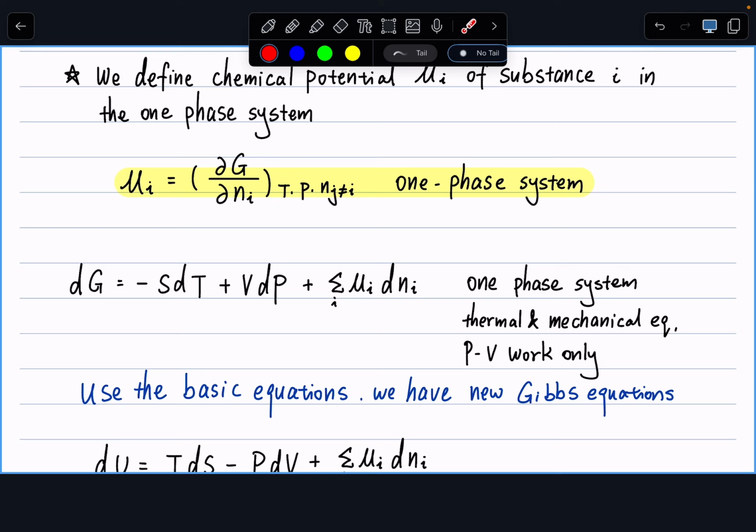That's the negative SdT plus VdP plus the sum of my chemical potential times dNi, plus TdS plus SdT. Right, so my SdT cancels out. My dH equals TdS plus VdP plus the chemical potential term. All right, so you can do the same for the rest of the Gibbs equations. So now, talking about material equilibrium, we have this chemical potential term that we add at the end.